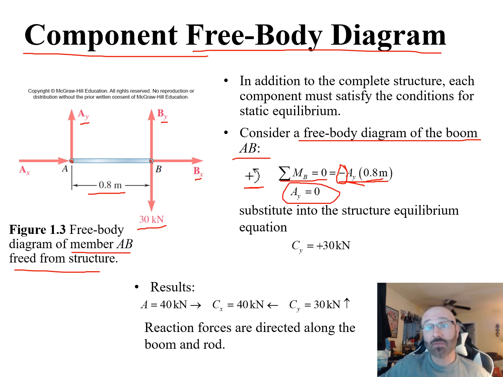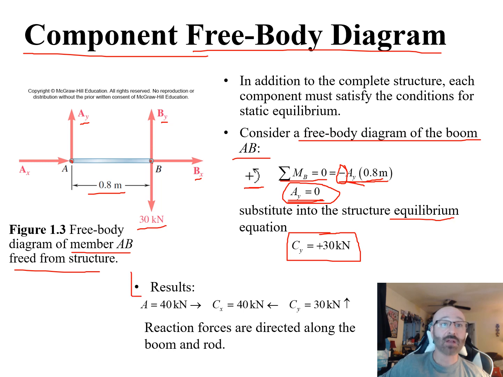Now I can take that information, go back to my equilibrium equation on the previous slide, and plug in this value for AY, because it was one equation, two unknowns. Well, now I know one of those unknowns is 0. I plug in 0 for AY, and when I do that, I end up getting a value for my CY, which then gives me all my reactionary forces, which is what they asked me to solve in the problem.